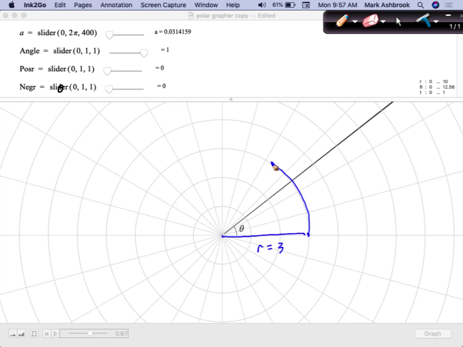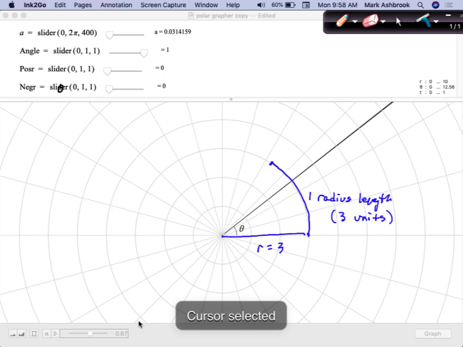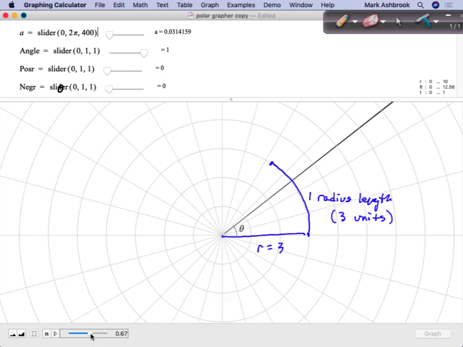So it'll take me about right there. So that's one radius length, or 3 units long, as an arc on the circle. So we call that one radius length. It's 3 units long. Make sense? That defines an angle. So that radius length defines an angle.